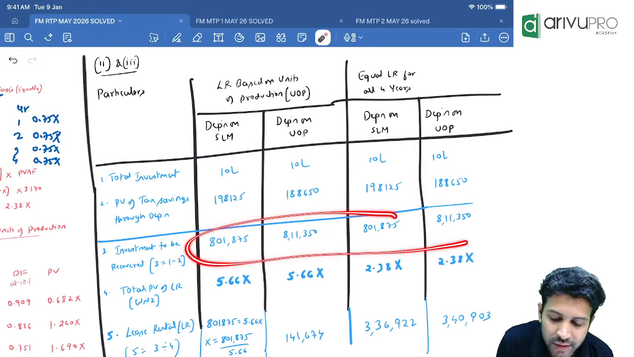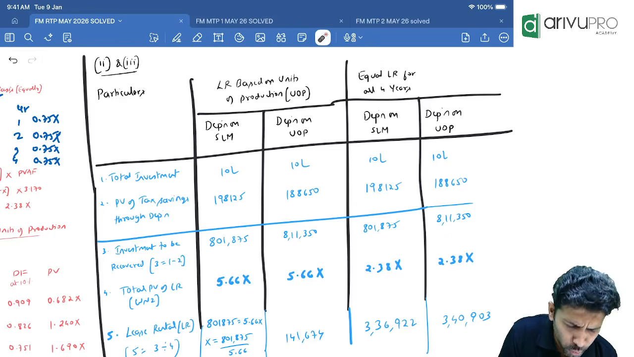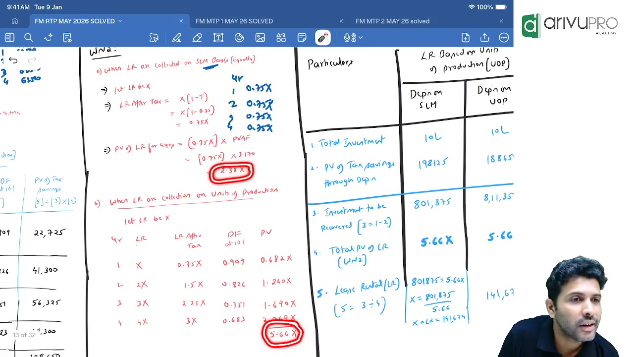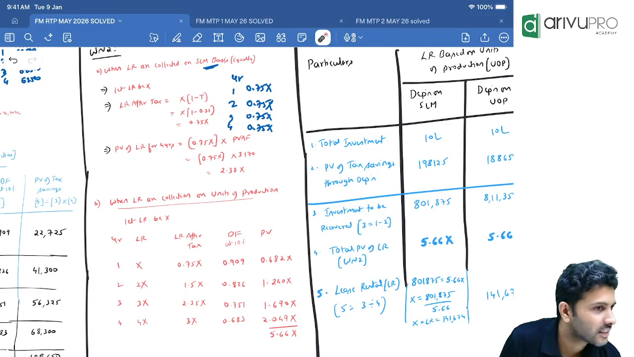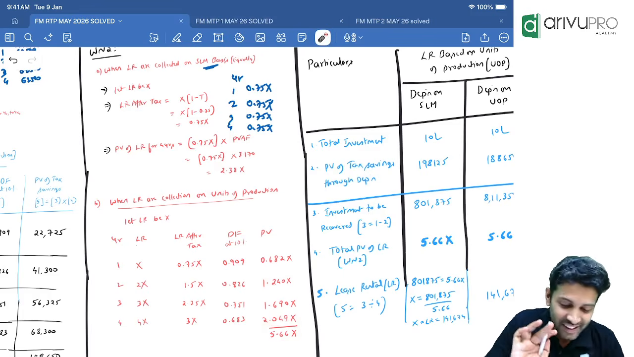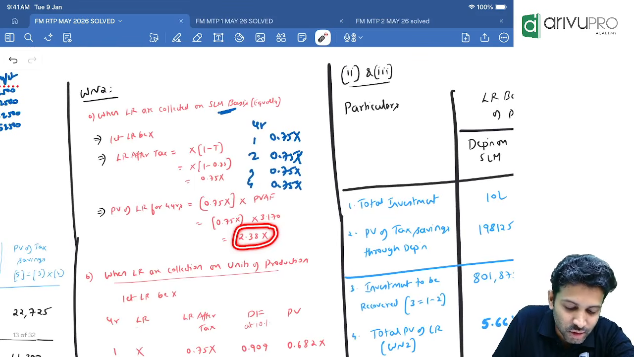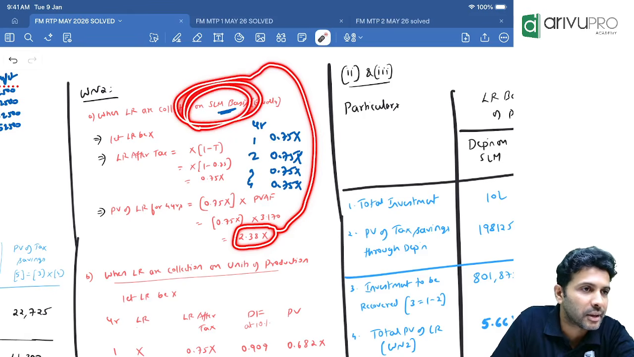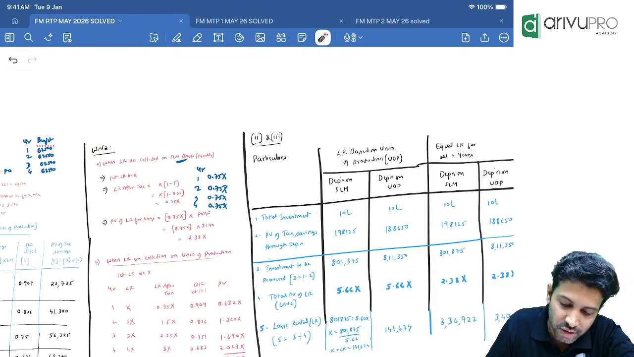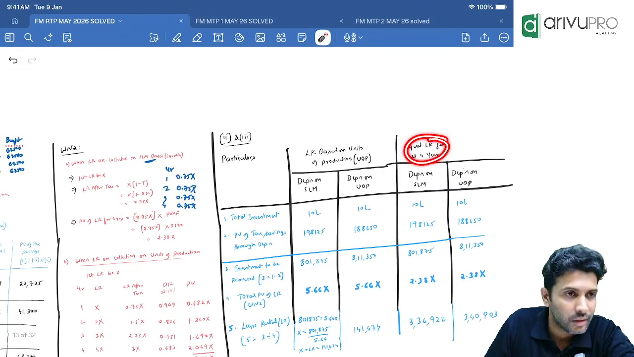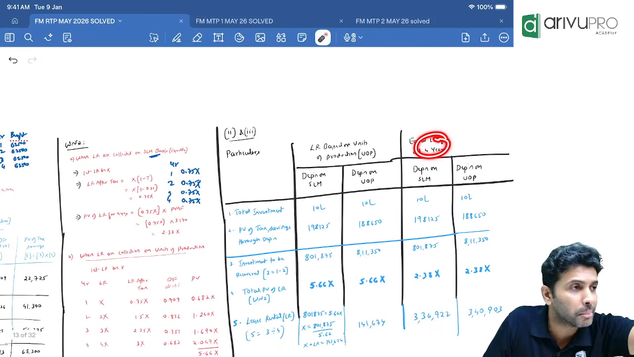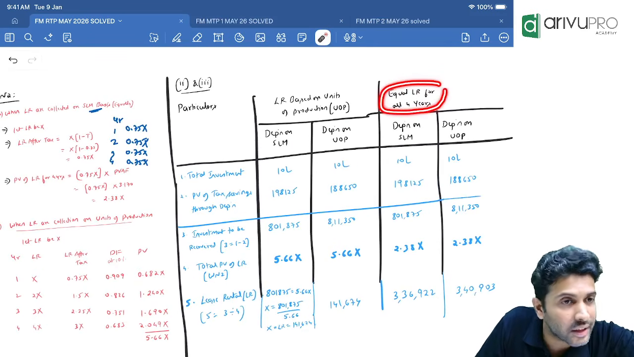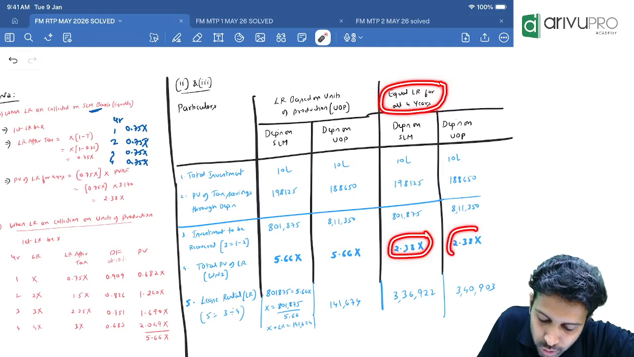And how will you recover this? Through lease rental. And you already know lease rental in X terminology. 2.38x, 5.66x. Careful. 2.38x will be the answer when you charge lease rental on SLM basis. Whenever you say lease rental is on SLM basis, or equal basis, it means this. Whenever you see this number, which X will you update? 2.38x, because here lease rental is on equal basis.